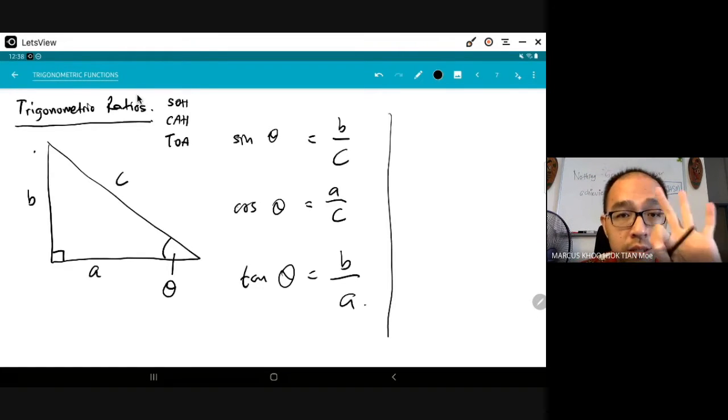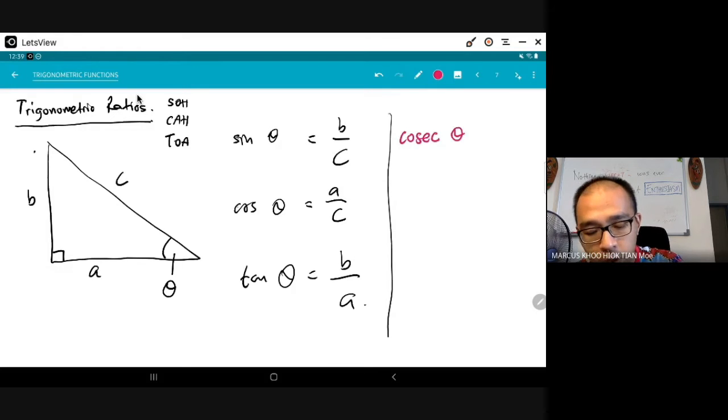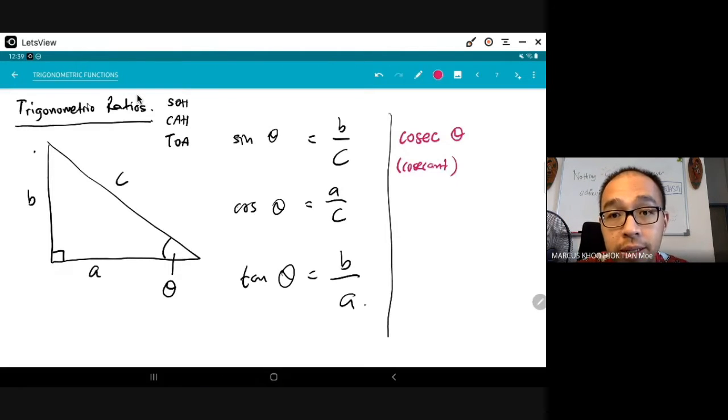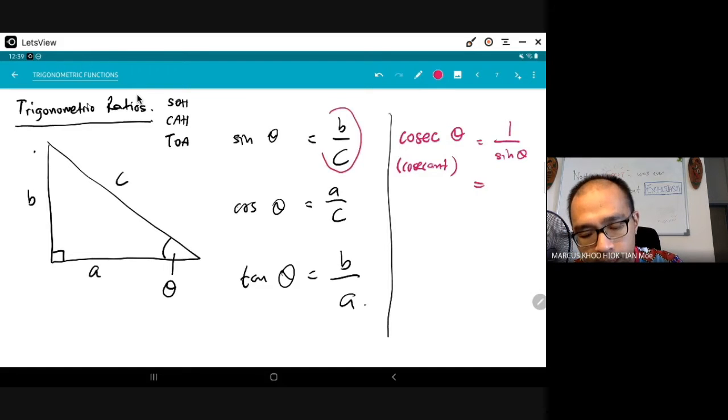So there's another three that you need to know. On top of the sine, cos, and tangent, you need to know another three. But the good thing is they are all paired up in some way. The first one is what we call cosecant. Cosecant theta is the inverse of sine theta. So it's 1 over sine theta, and since sine theta is B over C, cosecant theta will be C over B.